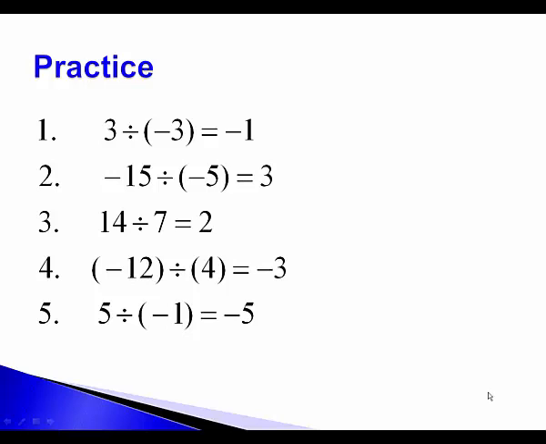Number 3 is 14 divided by 7, which is equal to 2. Both numbers are positive, so your final answer is a positive 2. Negative 12 divided by 4. Well, 12 divided by 4 is 3, and then because the signs are different, we end up with a negative 3 for the answer. 5 divided by negative 1 is equal to a negative 5. Once again, the signs are opposite, so our answer is negative.